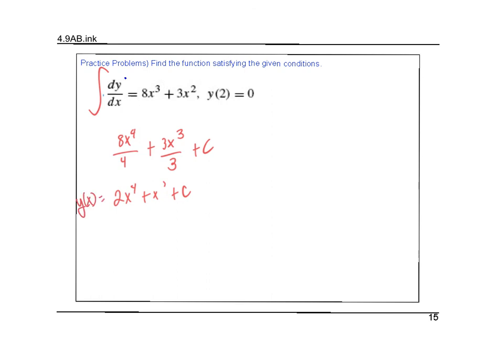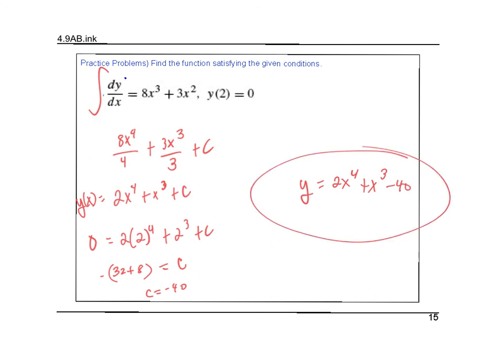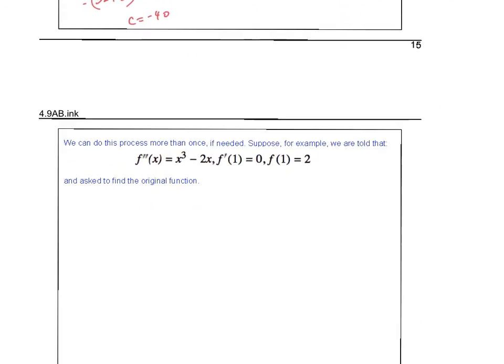Now, if I know that when x is 2, the function equals 0, then I can evaluate and solve for c. And c in this case ends up being 32 plus 8, or negative of that. So we have a negative 40. So my original equation is 2x to the 4th plus x cubed minus 40. So you need to be given a starting point in order to come up with the c value. Those are considered initial condition problems.